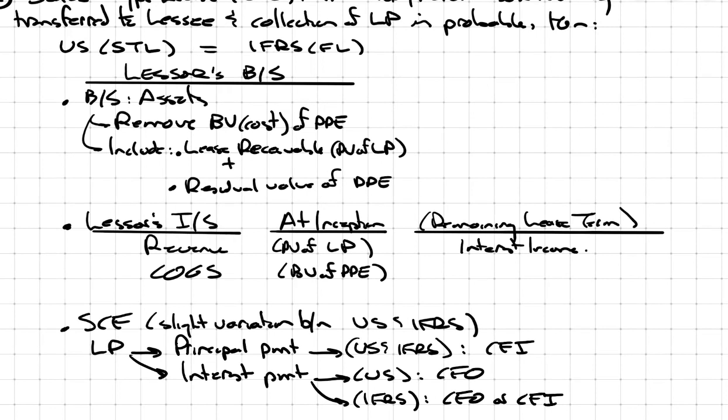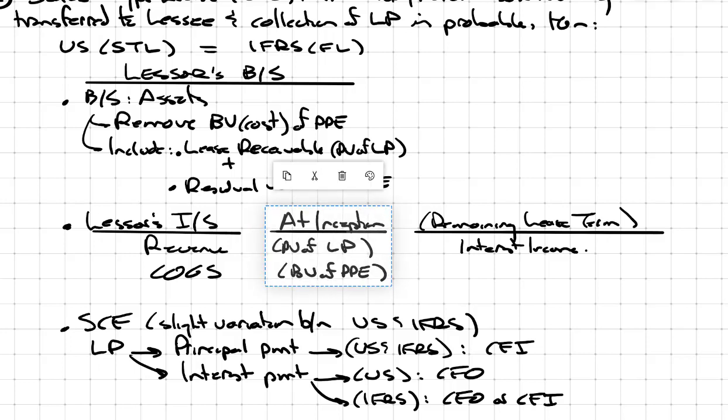So now let's look at what the impact would be on the lessor's income statement under sales type lease. Again, we said this is very similar to IFRS finance lease. So on the income statement at inception, it's deemed as a sale.